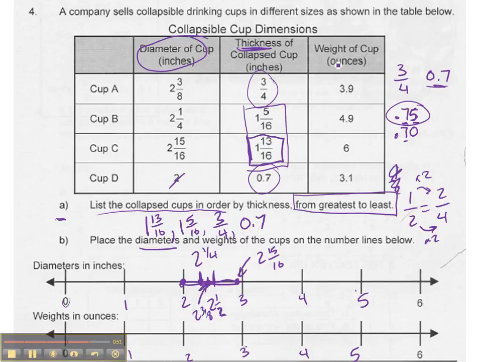Okay, looking at these decimals, we've got a whole number here, 6. We'll just plot that. 4 and 9/10 is just a little less than 5, 4.9. 3 and 9/10 is just a little less than 4. And 3.1 or 3 and 1/10 is just a little more than 3. So those would plot on that line segment right there.